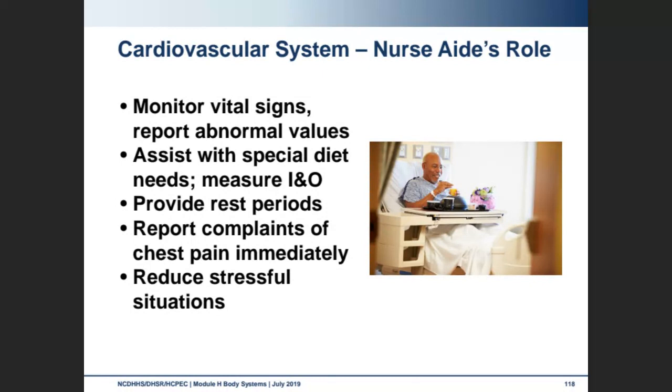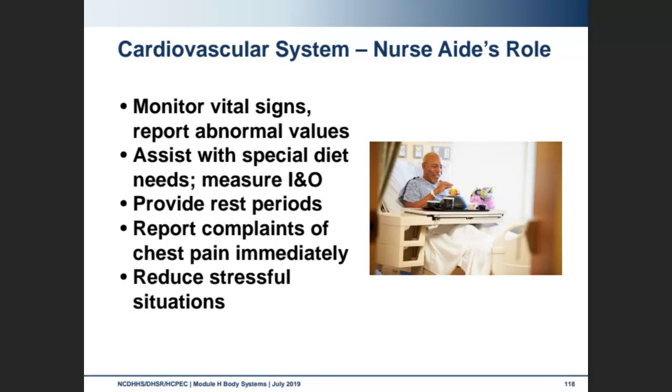A lot of times our patients who have cardiovascular disease are going to be on low sodium diets or low fat diets or both. We want to provide those rest periods at intervals like we talked about, measure intake and output accurately, and prevent the resident from getting overly tired or needing that extra oxygen, right? So these rest periods and not getting them too tired all at once doesn't deprive their body of the oxygen that they're already lacking. We want to report complaints of chest pain immediately to the nurse.